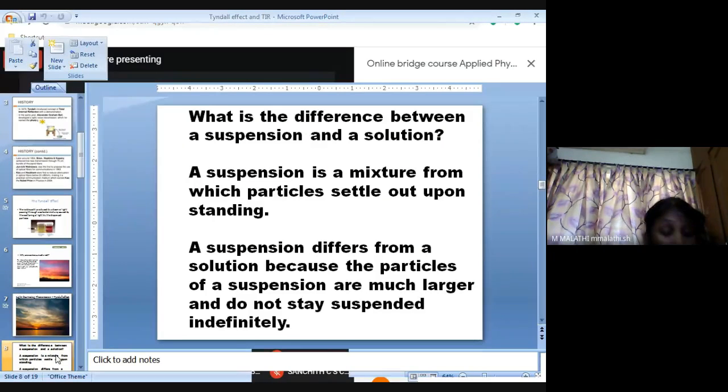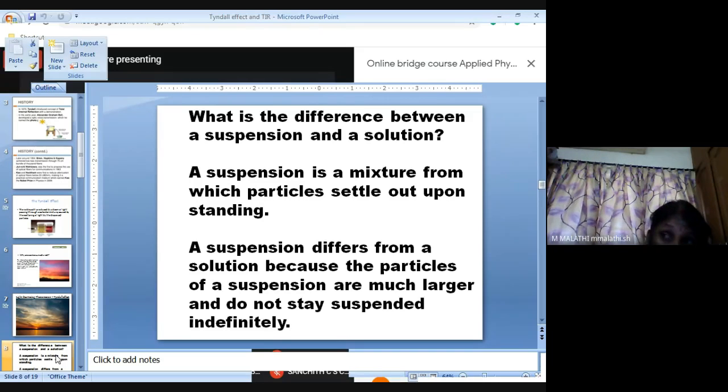But in the case of a solution, when a solute and the solvent are dissolved, the particles of the solute completely dissolve. There is no settling down of the particles. In a solution, the particle size is very fine, so it is completely dissolved in the solvent. In a suspension, the particle size is larger, so it will settle down.